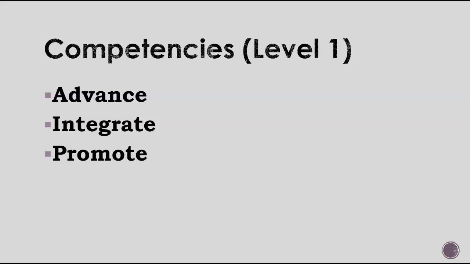So the competencies for scholarship, which you'll see in the document as level 1 competencies, are the ones that the scholarship is broken down into, and would first include the term advance. This is to advance the scholarship of nursing. The next sub-competency or level 1 competency would be to integrate. This is to integrate best evidence into nursing practice. And then finally, the competency at level 1 is to promote the ethical conduct of scholarly activities.